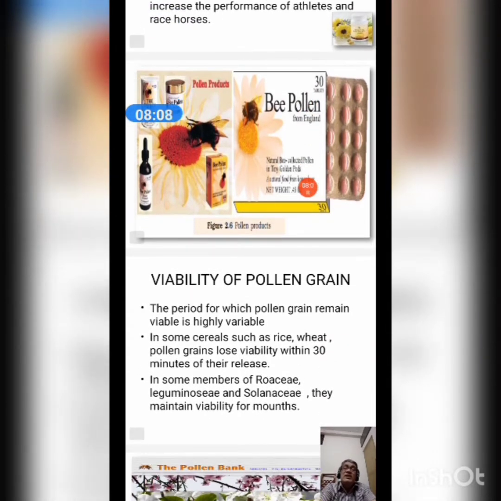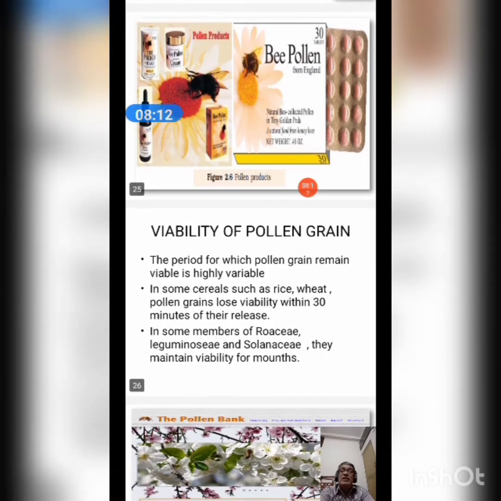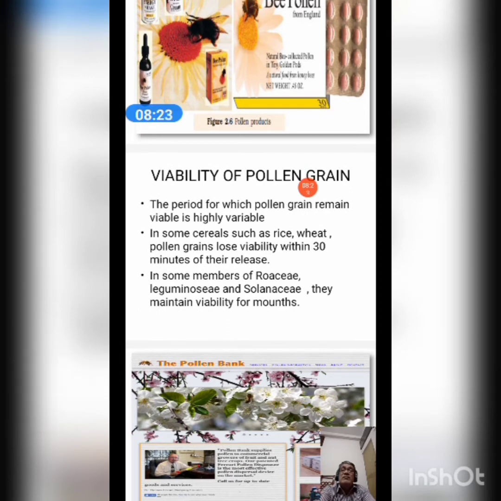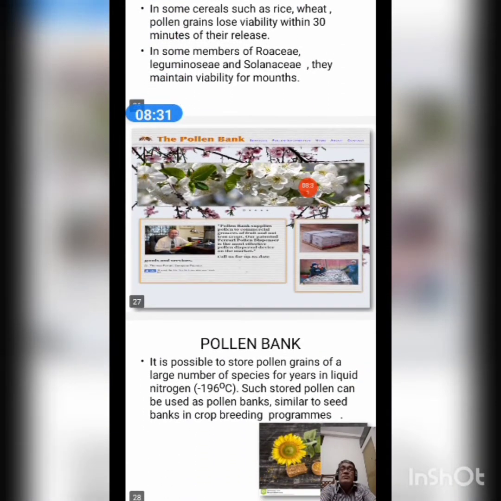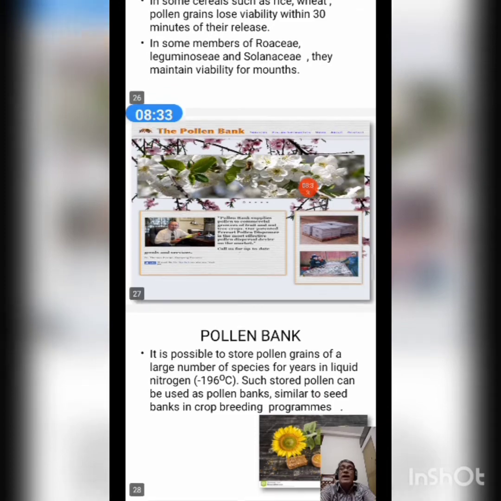What are the viabilities of the pollen grain? The period for which pollen grain remains viable is highly variable. In some cereals, rice and wheat, pollen grains lose viability within 30 minutes of their release, but in some members, Rosaceae, Leguminosae and the Solanaceae, they maintain viability for months. So here you see now the pollen bank picture.